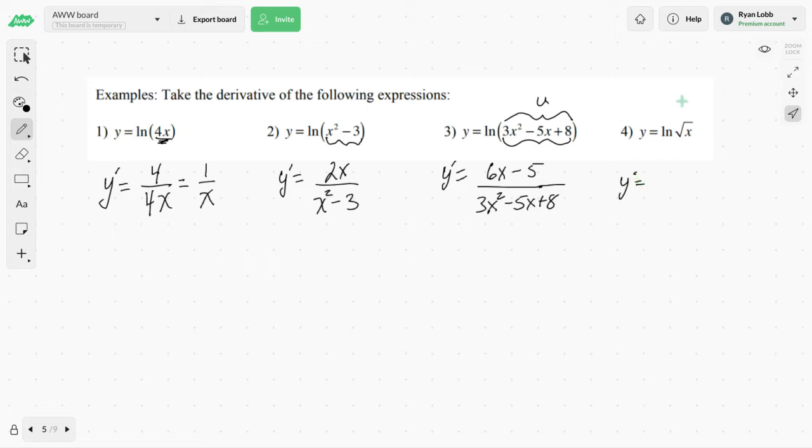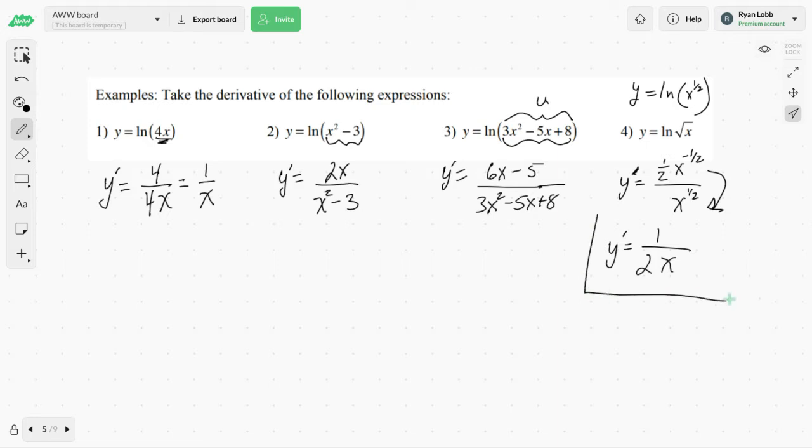And then number 4, y prime. Keep in mind, another way to think about this is that y is equal to ln of x to the 1/2. That's my stuff. So the derivative of the stuff would be 1/2 x to the negative 1/2 over x to the 1/2. And we could simplify that from there. Y prime is then equal to 1 over 2 times the square root of x times the square root of x. This becomes x to the 1/2, so we get 1 over 2x. Nice and neat and simplified.